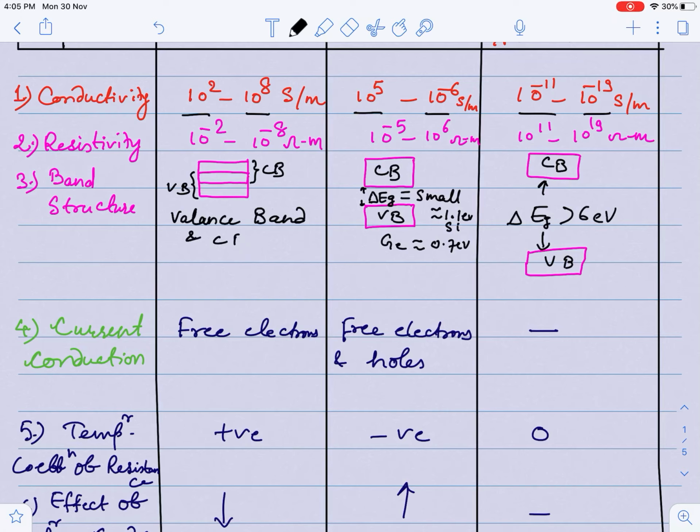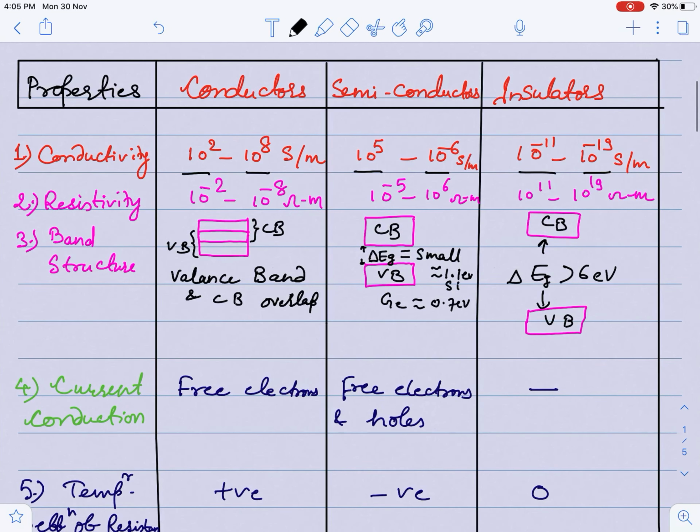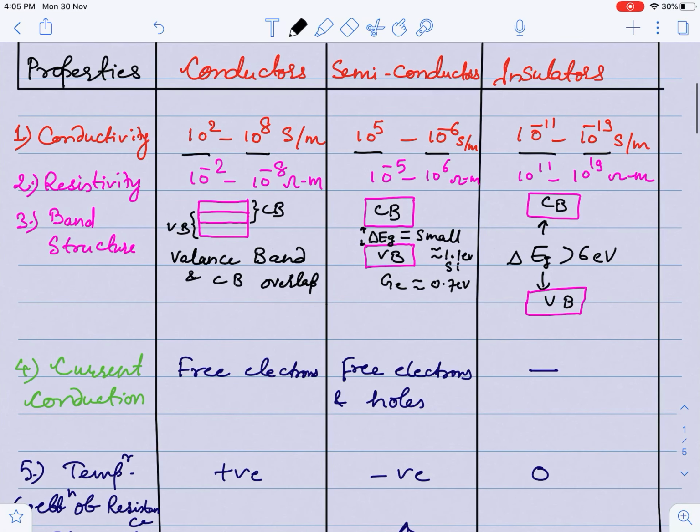Valence band and conduction band overlap in the case of conductors, but in a semiconductor there is a gap. Eg is known as the forbidden energy gap. No electrons can be found in this gap. So this is very small in the case of a semiconductor. This is 1.1 electron volt in silicon, and germanium is 0.78 electron volt. Insulator energy gap is very high. If you see, NCERT has given the energy gap as greater than 3 electron volt, but let me tell you guys, the energy gap can even be more than 5 or 6 electron volt. Okay, this is the NCERT data I am giving you.